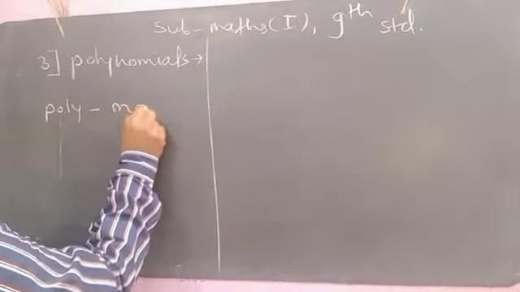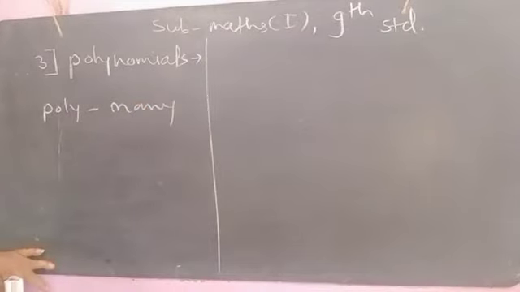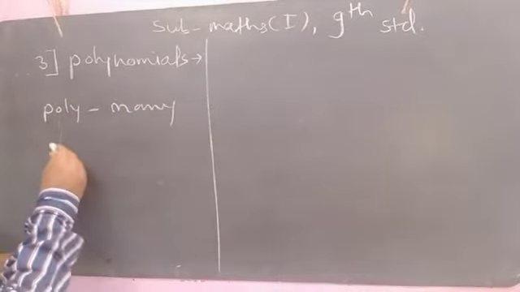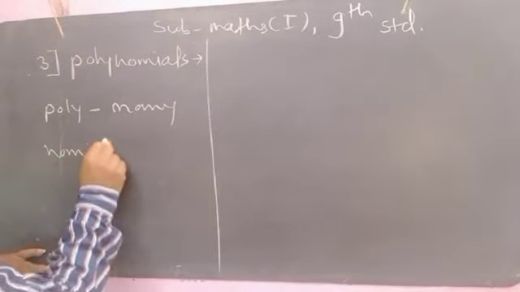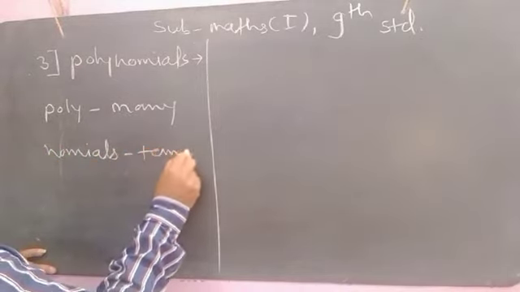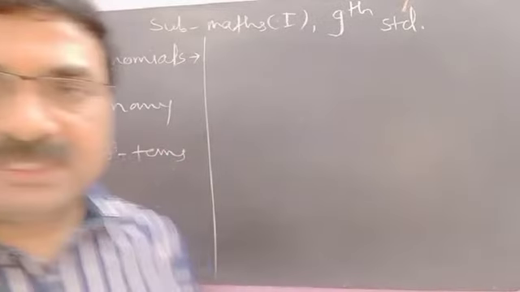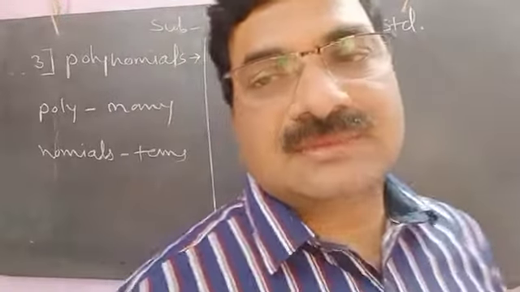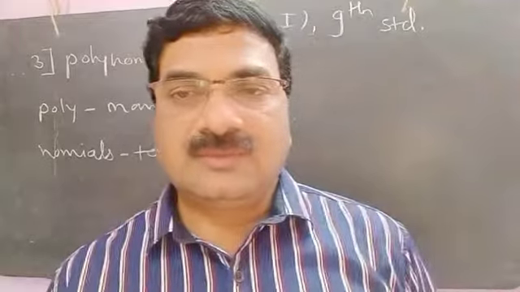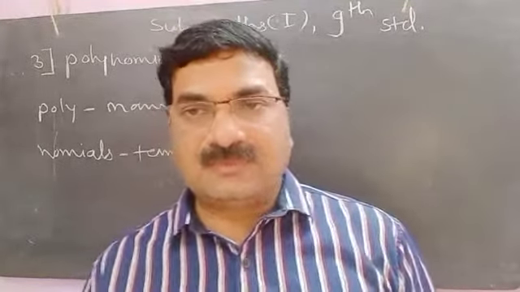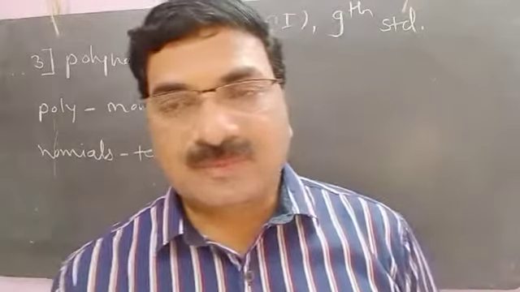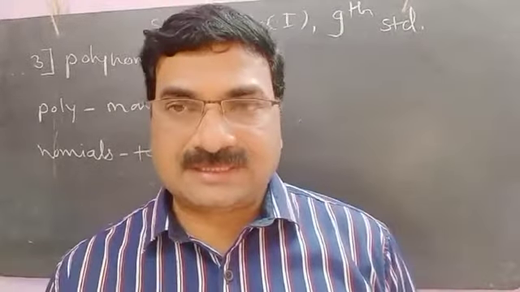Poly means many. And nomials means terms. That is, many terms are there. In a polynomial, there are many terms joined together with the help of some operations like addition or subtraction.